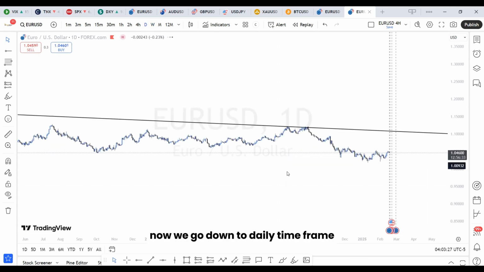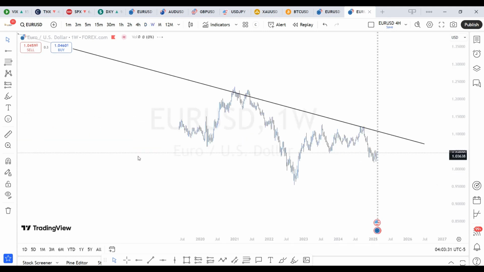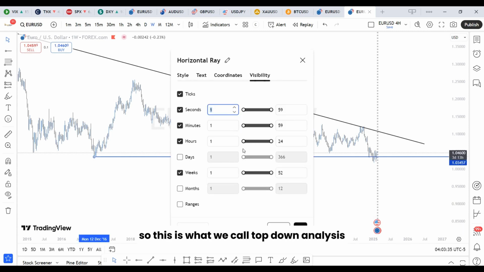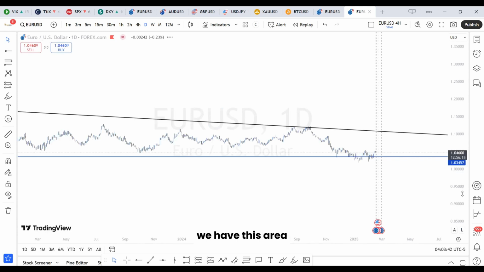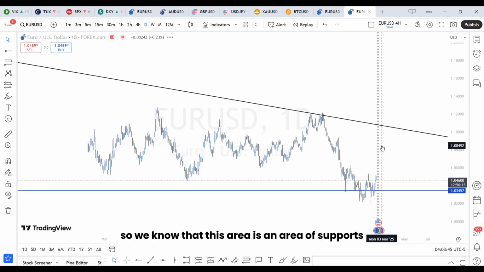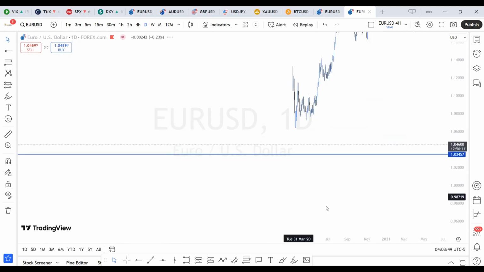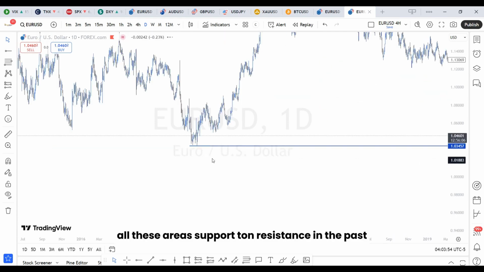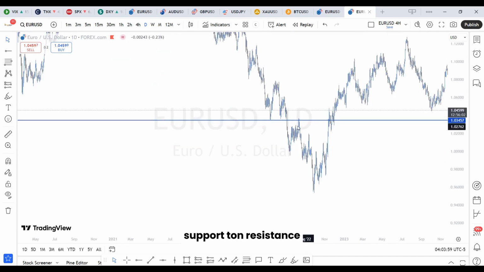Now we go down to daily time frame. We have already done analysis from monthly to the weekly. Now we are going down to the daily time frame. So this is what we call top down analysis. Let's mark this on our daily time frame so that we can be able to see it. We have this area. So we know that this area is an area of support turned resistance in the past. All these areas were support turned resistance in the past, and we saw it play out here as support turned resistance.